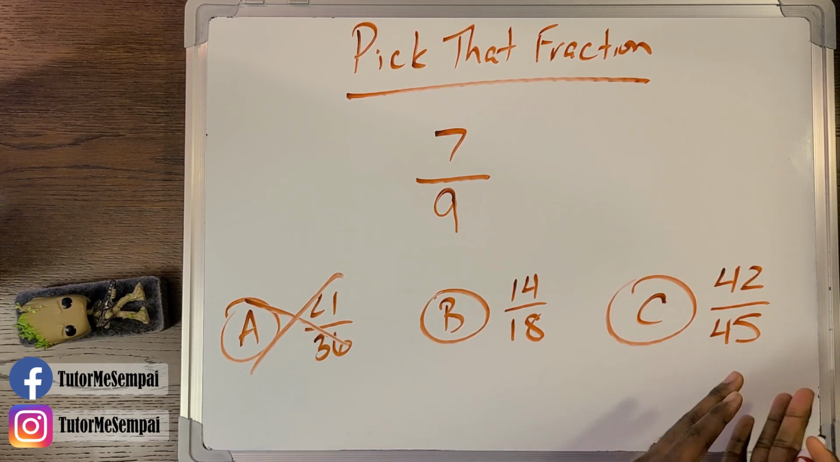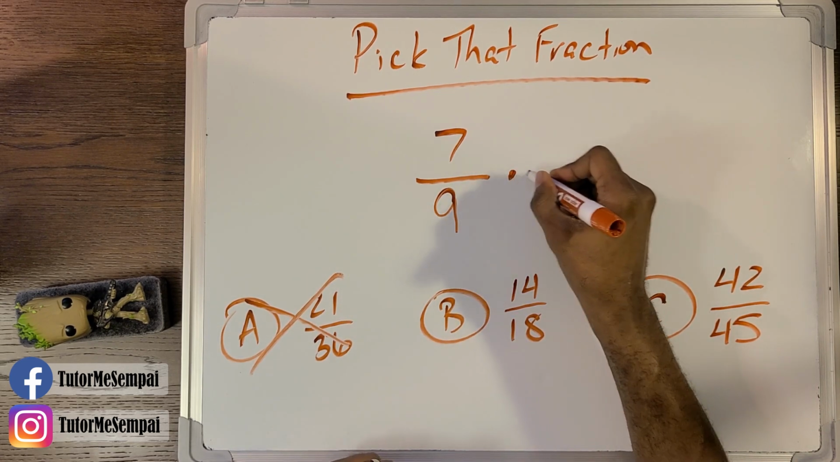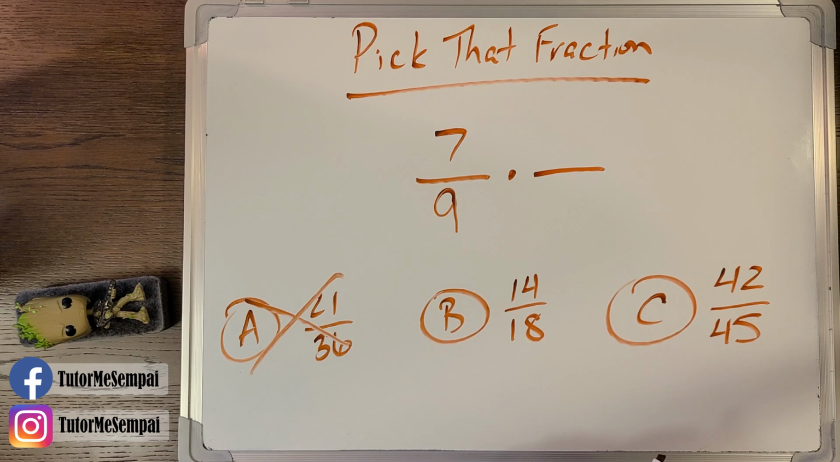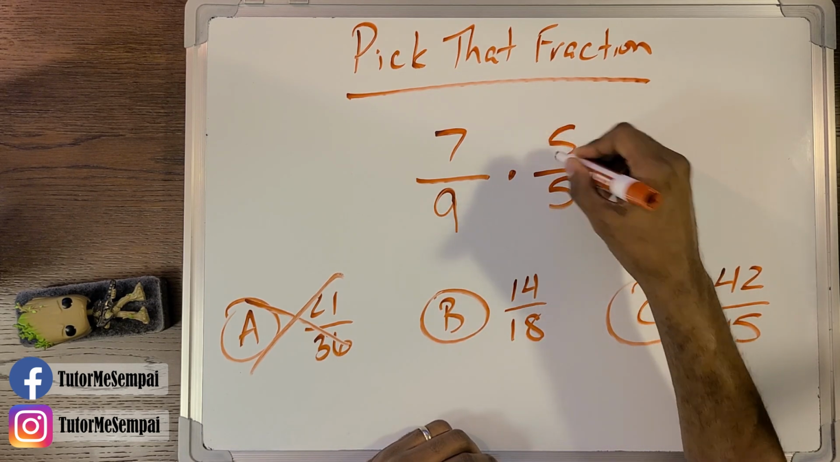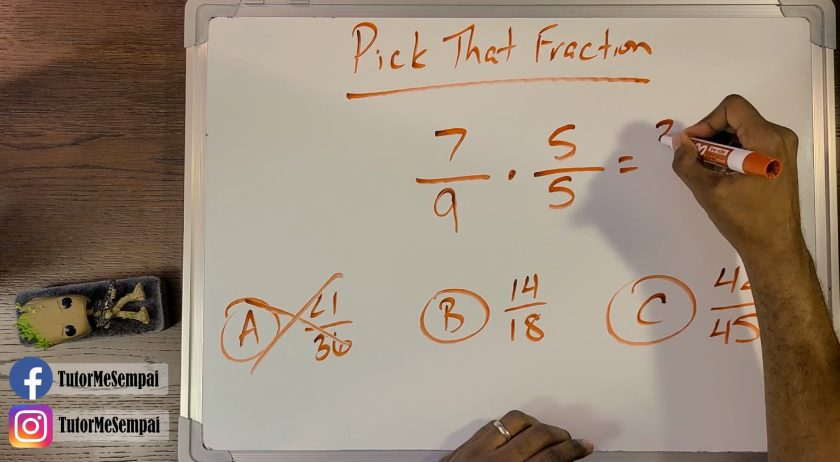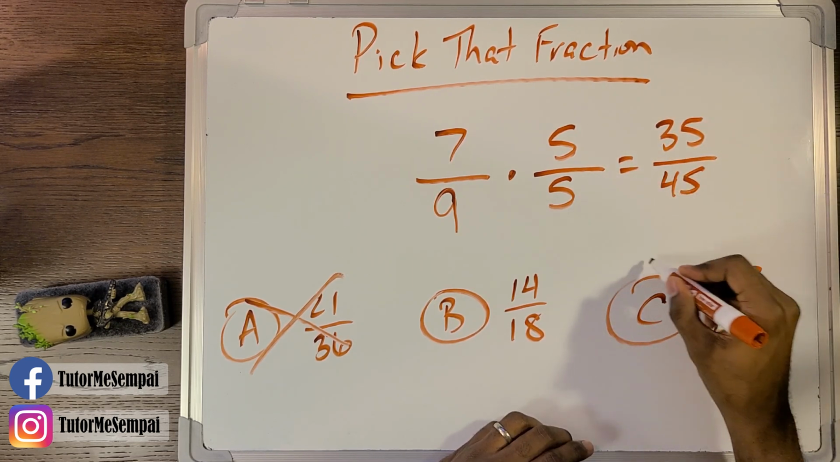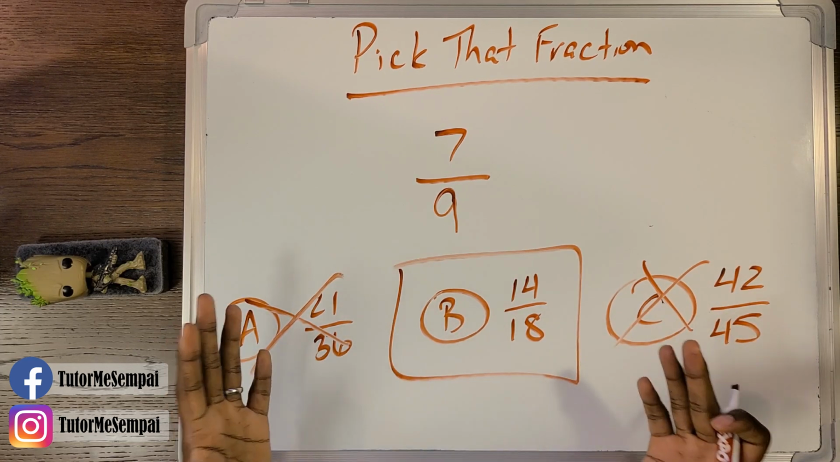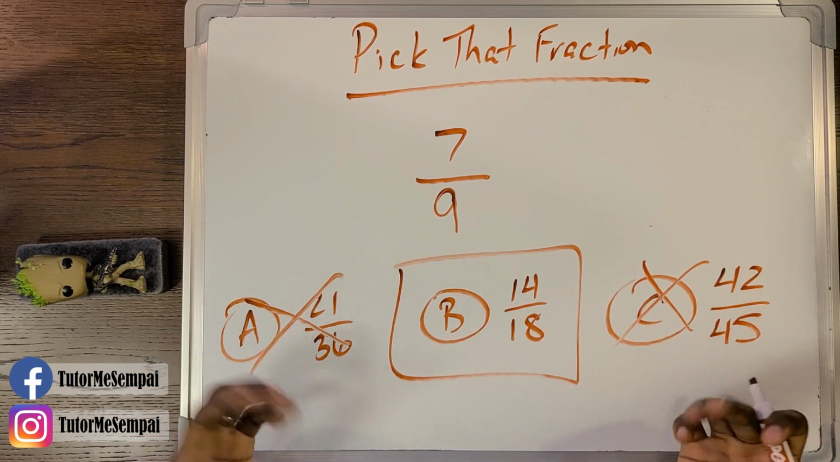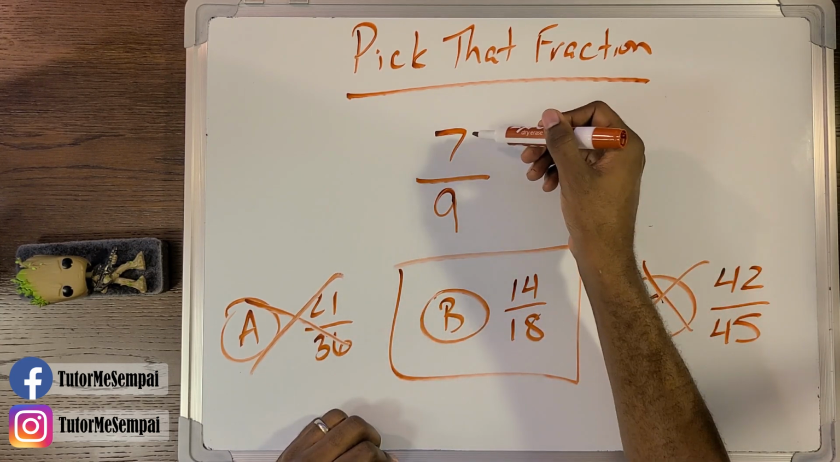Let's find out. In the bottom, we have 45. What times 9 will give us 45? 5 times 9. So if we were to do 5 in the top, are we going to get 42 over 45? No, because this is going to be 35 over 45. Not quite C either. So it seems like B is going to be our only answer. B is going to be the only thing here that's equivalent to 7 over 9.